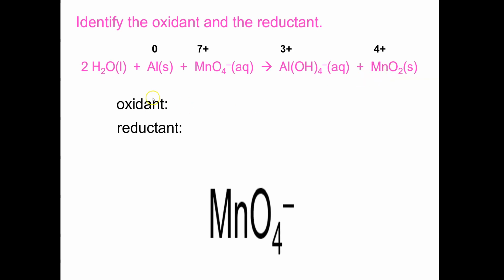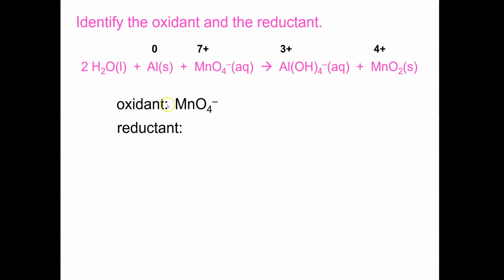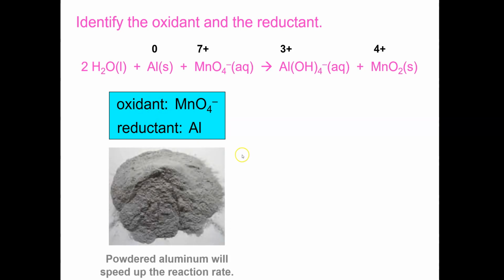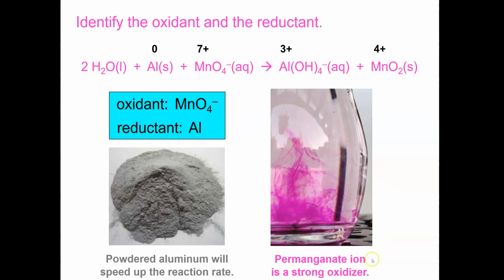So in this example, we're going to look at MnO4 as our oxidant. In other words, MnO4 is going from a 7 plus to a 4 plus, so it's actually picking up 3 electrons, but we're going to call it the oxidant. And the reductant is something that's generally going to be losing electrons. So aluminum is going to go to 3. We usually call it as what is being reduced or what's being oxidized. So it's going to be the opposite. So pyrrolidine will usually speed up the rate, and permanganate ion is a very strong oxidizer.